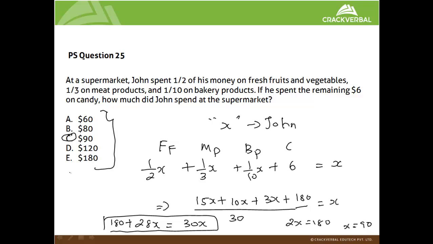You can eliminate all the other answer choices. This is a typical one-variable linear equation type question in GMAT.